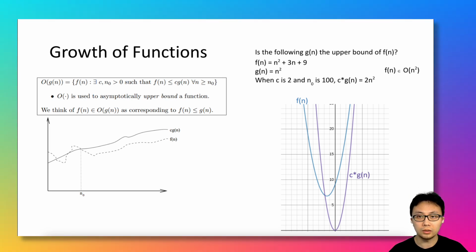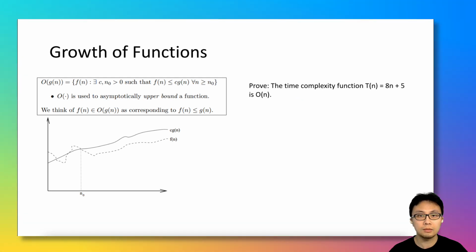Okay, so now we have seen and cracked 3 question examples. Let's move to a different set of questions of a different flavor, like this one that you can see on the screen. It asks you to prove that the given time complexity function T(n)'s upper bound is big O of n. So T(n) is a linear function defined as 8 multiplied by n plus 5.